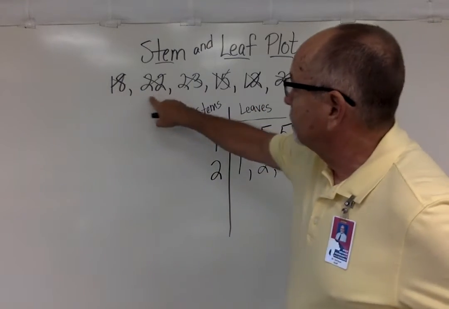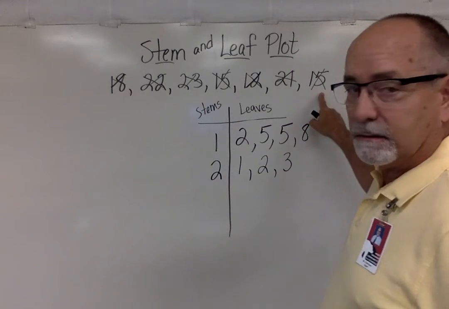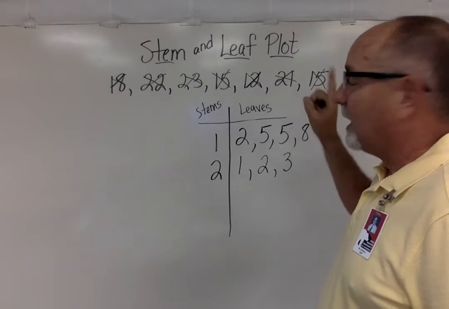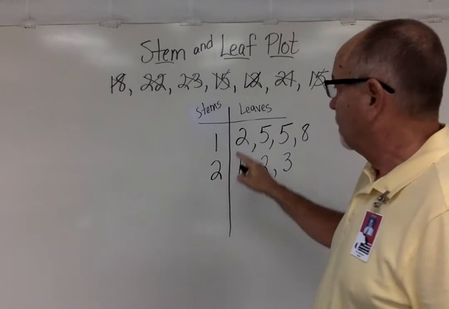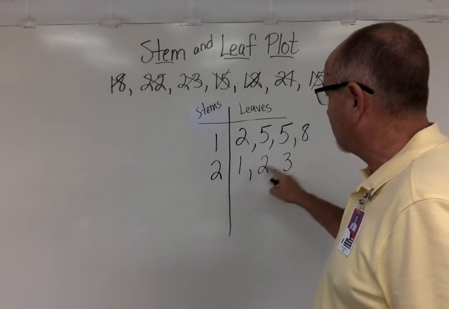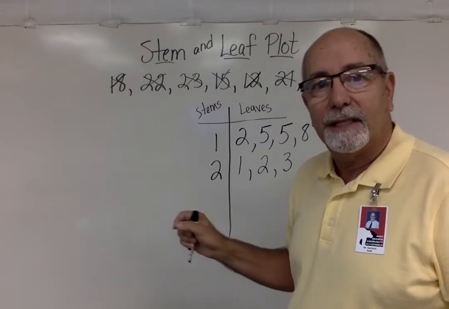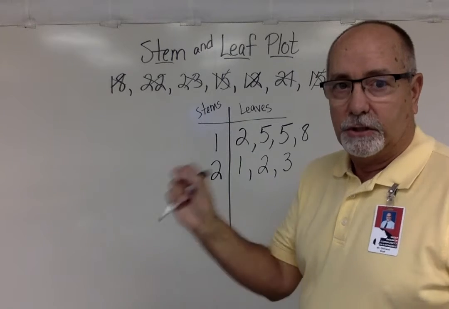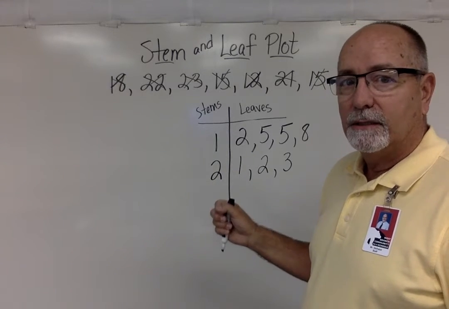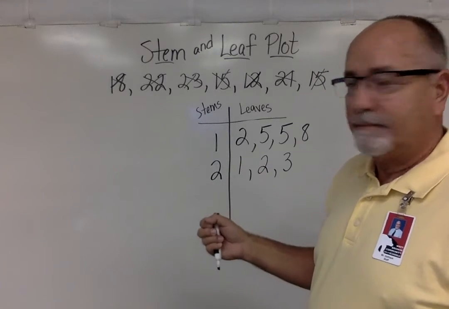So we said there's 1, 2, 3, 4, 5, 6, 7 data numbers. Well, I need that same number of leaves. 1, 2, 3, 4, 5, 6, 7. Okay, I have recorded in my stem and leaf plot everything that was a data number. So I'm in good shape. Now I'm ready to look at my different landmarks.